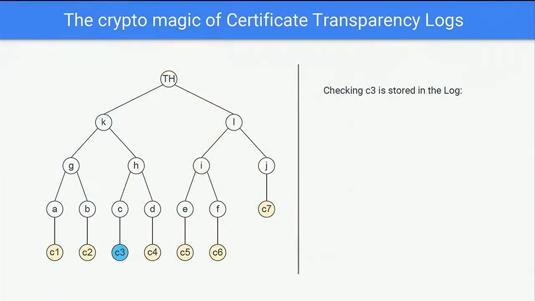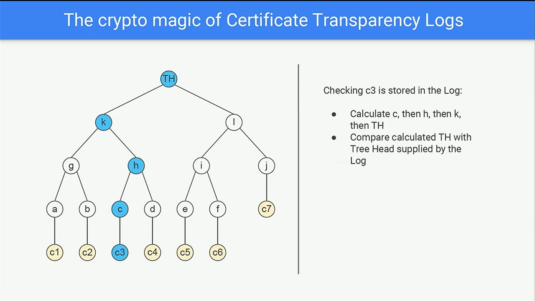Let's take an example. Say we wanted to check that C3 is actually in the log. What could we do? Well, we can calculate C, because from the previous slide, C is just the hash of C3. And then if we could calculate H, and we could then calculate K, and if we could then calculate the tree head, we could then just compare our calculated tree head with the tree head the log is reporting, right? Well, wait a minute. In order to calculate H, we need D. And in order to calculate K, we need G. And then in order to calculate the tree head, we need L. So what this means is for a log to prove that it's included a specific certificate, all it has to do is provide these missing nodes.